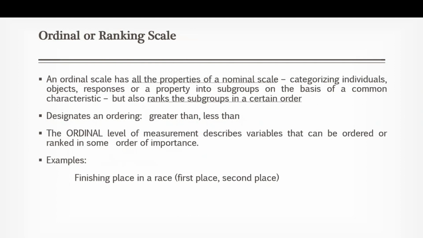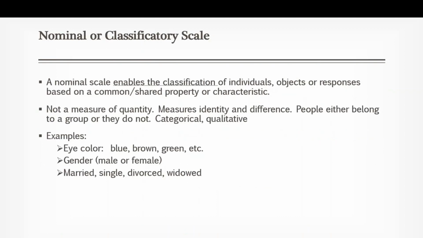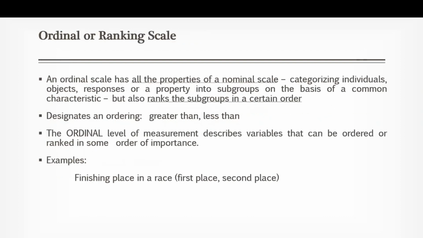So we will move to the next level of scale, that is the ordinal scale or ranking scale. In the first scale, the nominal or classificatory scale, we had just basic, simple classification. There was no ranking. There was no superiority or inferiority. There was no order, ascending or descending. But when you move to the next level, the ordinal scale, there is an order. It's a ranking scale.